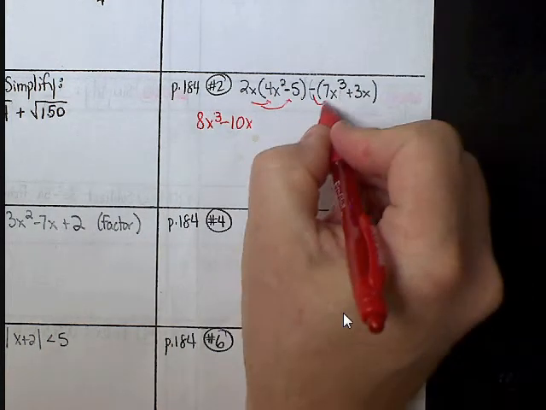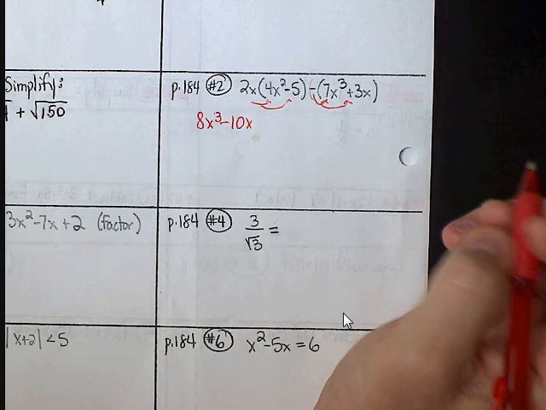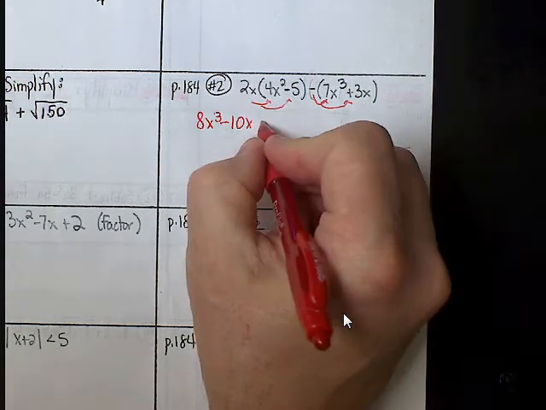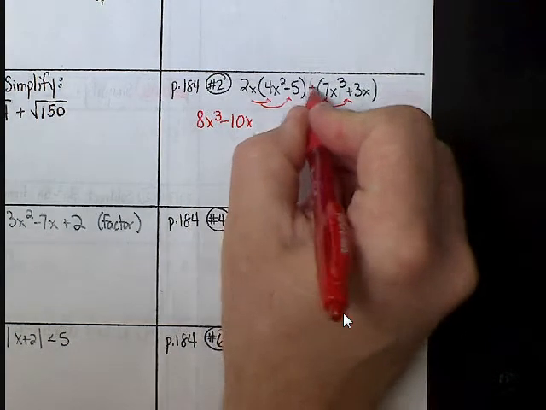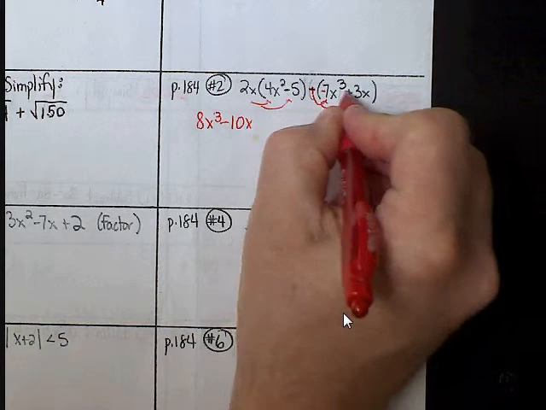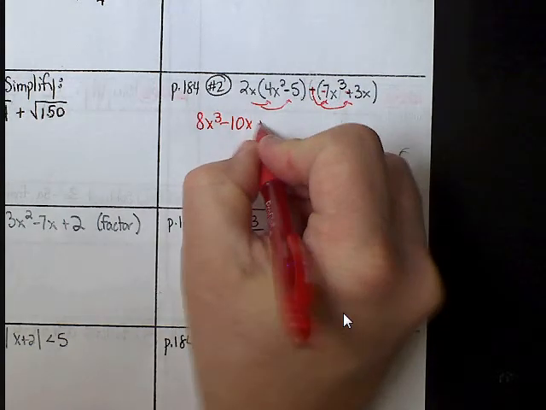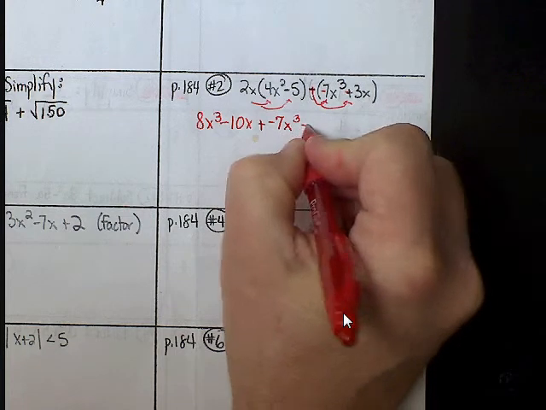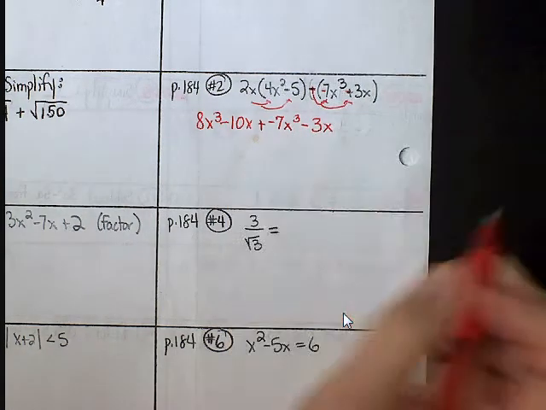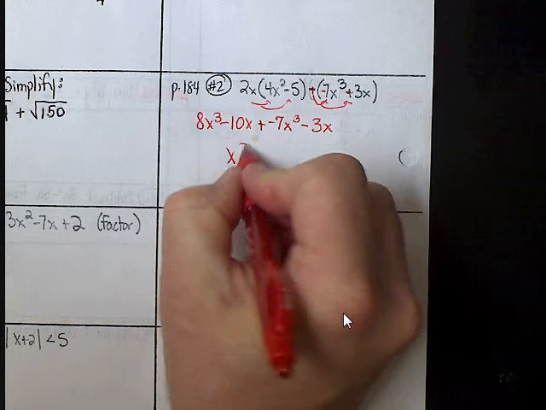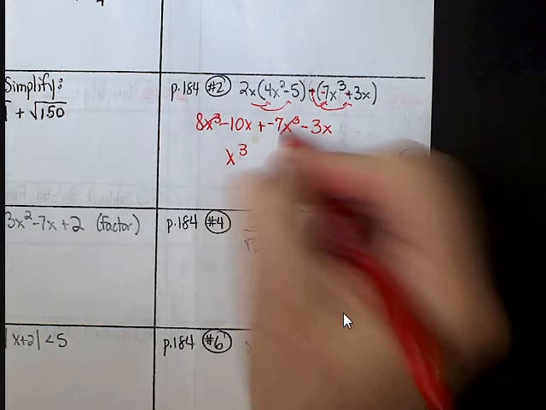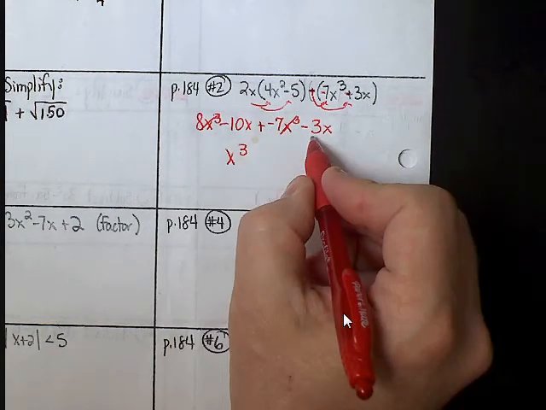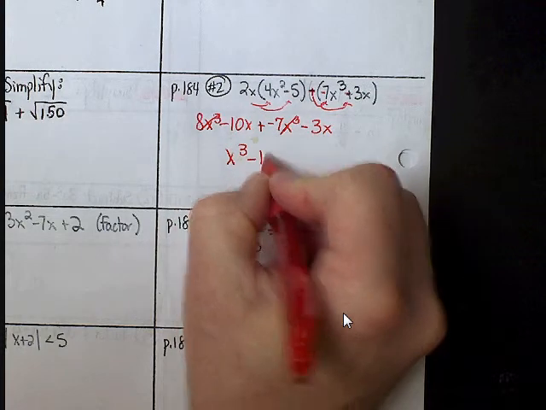And then when we're subtracting a polynomial, we just have to remember to distribute that negative sign through, or we change the negative to a positive and change the signs after, however way you want to remember it. That's minus 7x cubed and then minus 3x. Putting together the x cubes, we get 1x cubed, and they're gone. Putting together the negative 10x and the negative 3x, we get negative 13x.